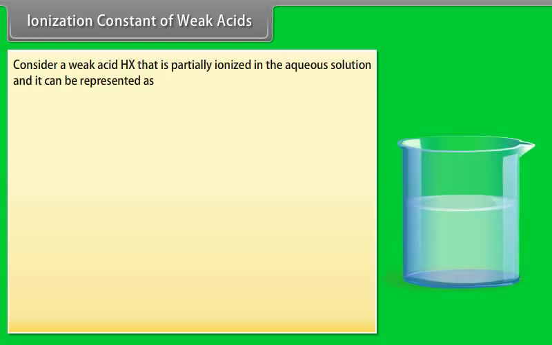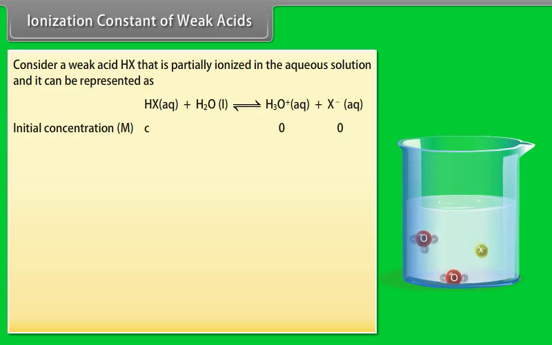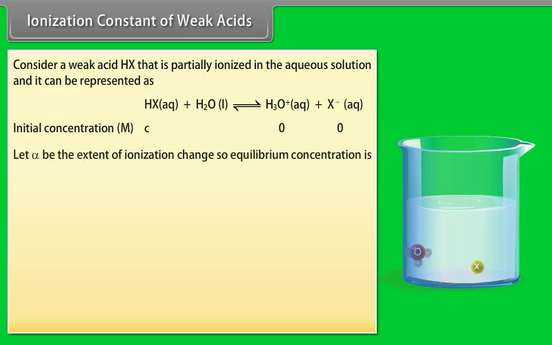Ionization constants of weak acids. Consider a weak acid HX that is partially ionized in the aqueous solution. Let the initial concentration of HX be C. Let alpha be the extent of ionization. So the equilibrium concentration of HX is C minus C alpha. H3O plus equilibrium concentration is C alpha, and X minus equilibrium concentration is C alpha.